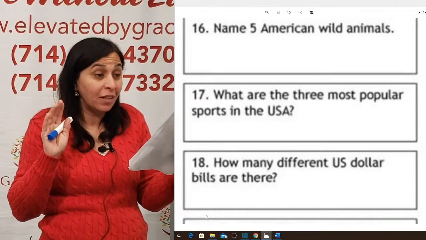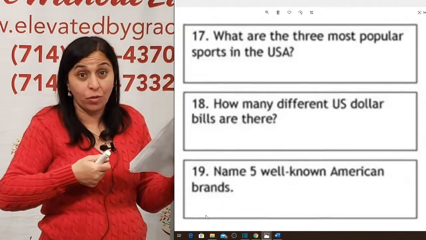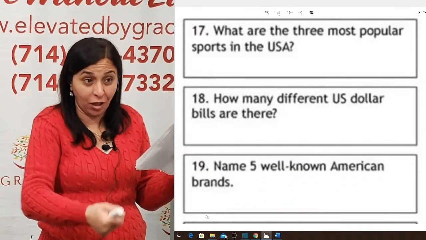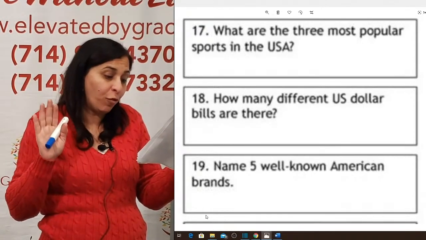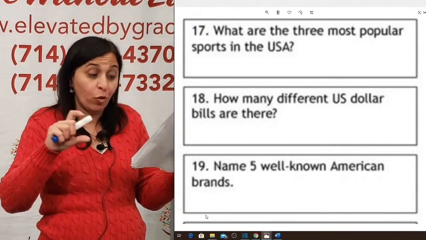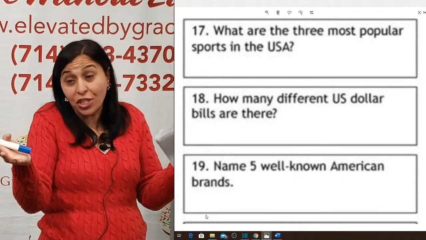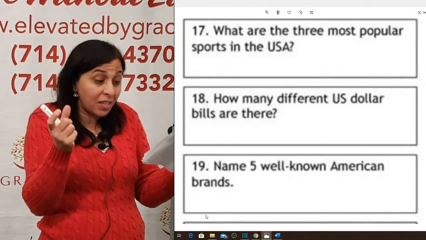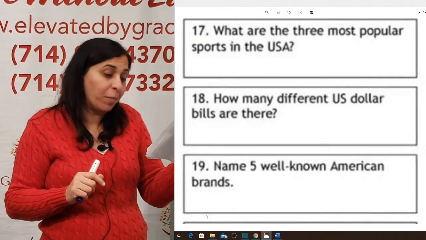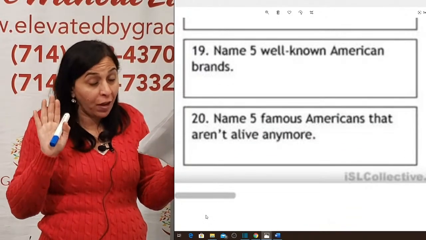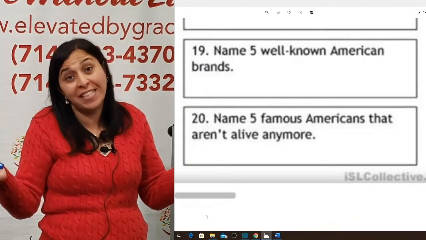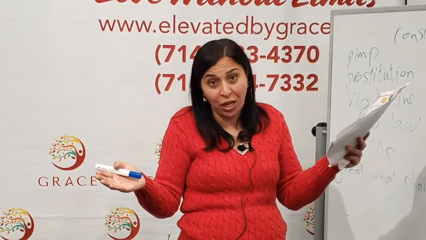Eighteen, how many different US dollar bills are there? We have bills for one dollar, two dollars, how many? Nineteen, name five well-known American brands, brands for cars, for technological sets, for drinks, whatever. Twenty, name five famous Americans that aren't alive anymore, any five famous American figures that have deceased. They are not alive anymore.